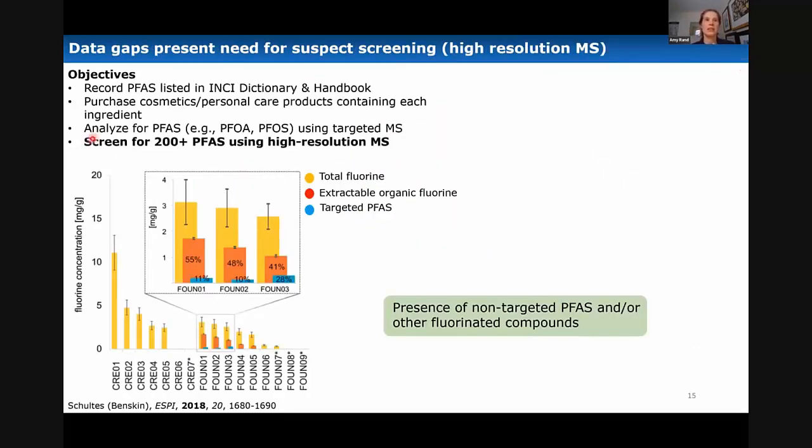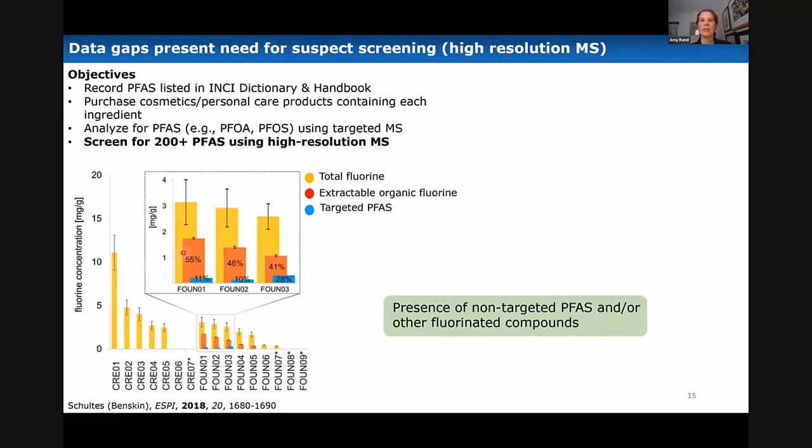So the last objective of the study was to screen for over 200 PFAS using suspect screening techniques and high-resolution mass spectrometry. This last objective was prompted by data gaps that have emerged from previous research. So the study from this group measured both targeted PFAS along with total fluorine, shown by these yellow bars, as well as total extractable organic fluorine using a technique called combustion ion chromatography. And I just want to draw your attention to the subset in this figure.